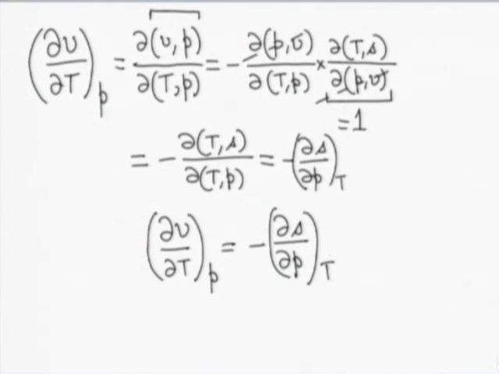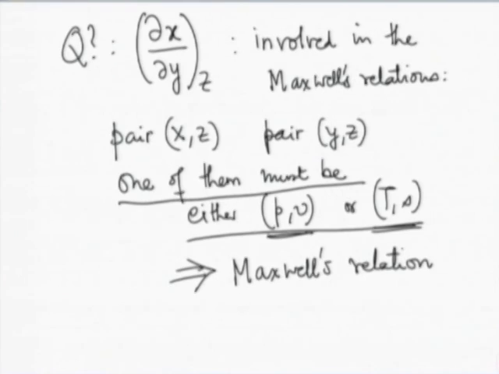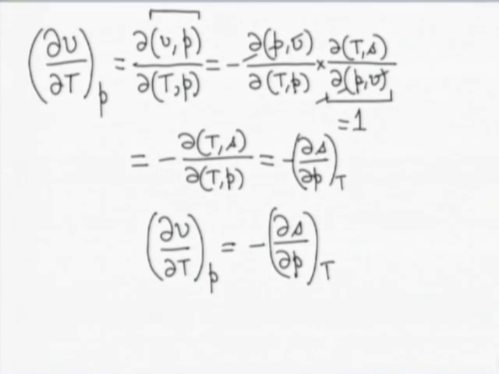Let us check whether that was what we started off to derive. Left hand side is what it was, this is partial of S with respect to P at constant T with a negative sign, and that is something which we had derived in a long winded way.